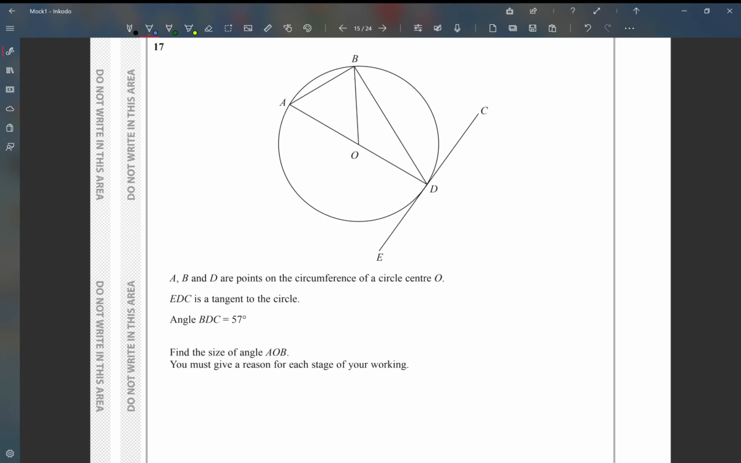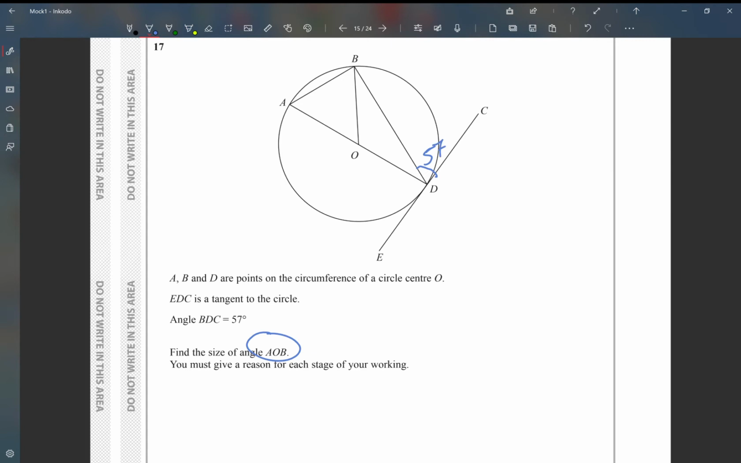Okay, so here's a circle theorem question. It's finding an angle this time, so it's actually asking for the size of an angle. A lot of them are proving, but this is actually finding the size of an angle, and it tells you the angle BDC here, which is 57.